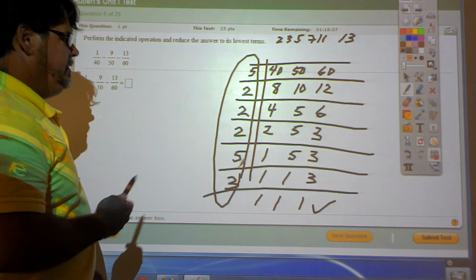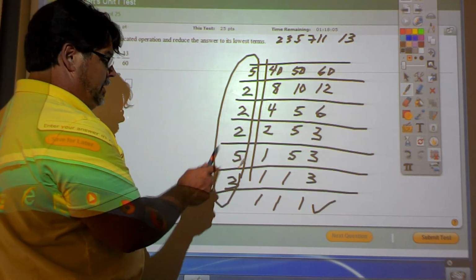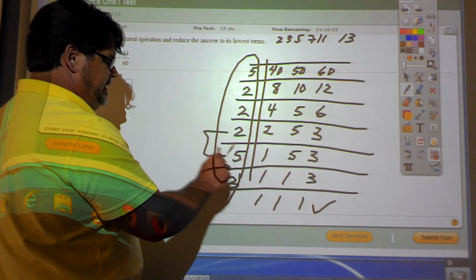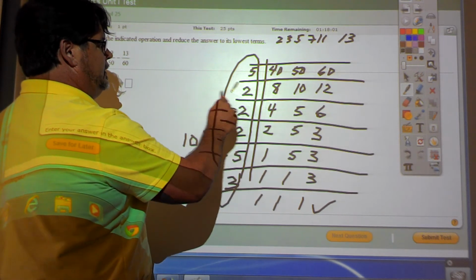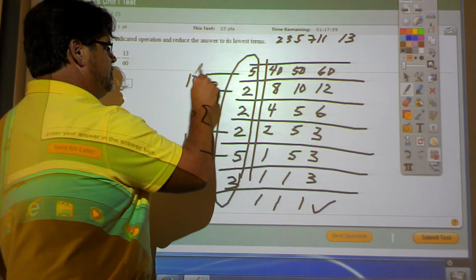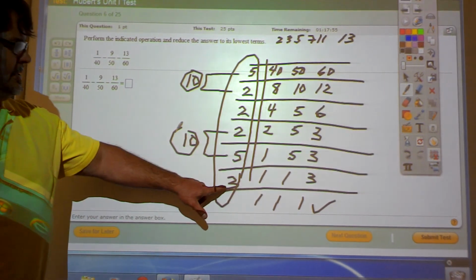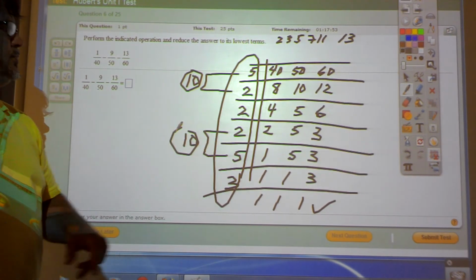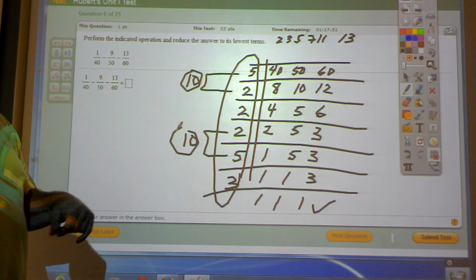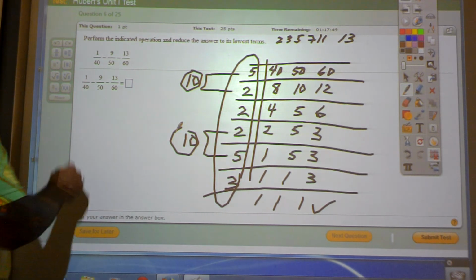Now, you got it real easy because look here. There's a 10 and there's a 10. So all you got to do is find out what's left. And what's this? 3 times 2 is what? 6. And 6 times 100 is what? 600.